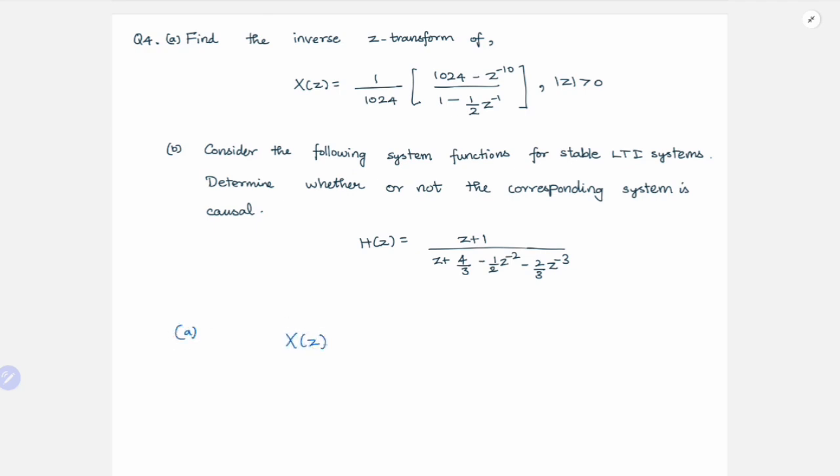So we have x of z given by 1024. That can be written as 2 power 10. Correct? So again 2 power 10 minus z power minus 10 by 1 minus 1 by 2 z inverse for mod z greater than 0. So mod z greater than 0 means your signal is right-sided.